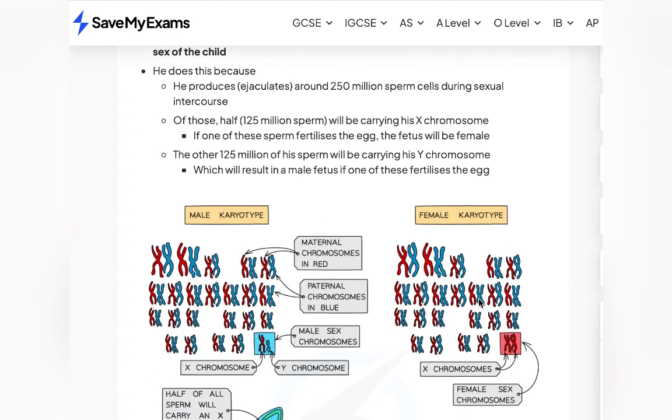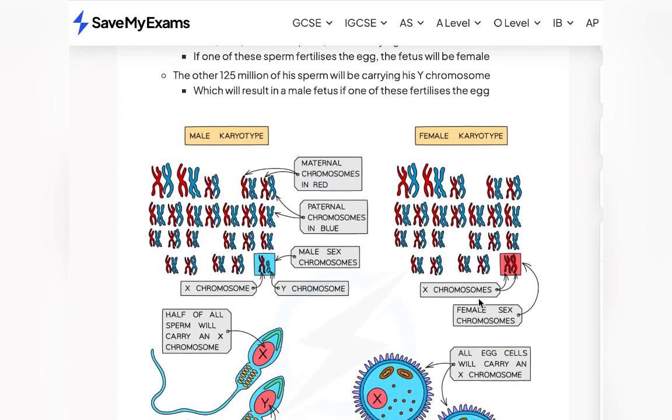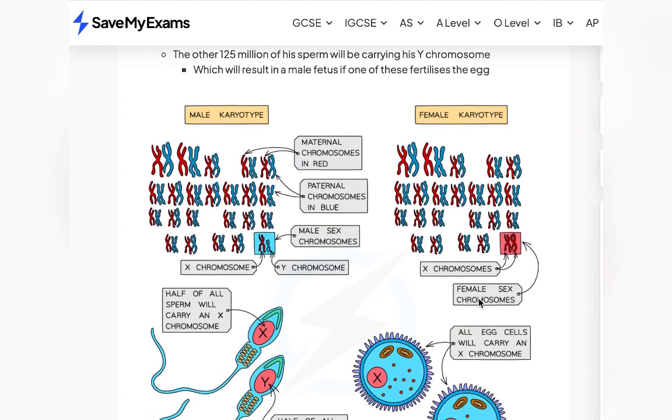Now let's take a look at the male karyotypes and the female karyotypes. So we're looking at the chromosome dynamics. For female, we always have pair 1, pair 2, pair 3, 4, 5, 6, 7, 8, 9, 10, 11, 12, 13, 14, 15, 16, 17, 18, 19, 20, 21, 22. The 23rd one is the X and X for female.